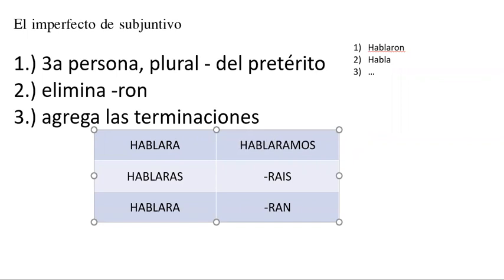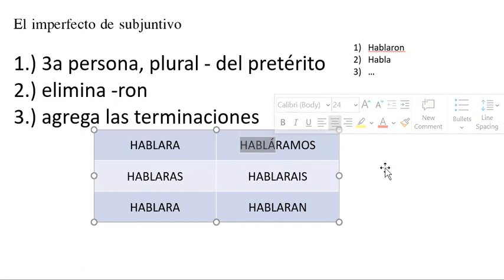H-A-B-L-A should be our stem, but this is that letter that I had underlined with the accent mark. I need to write an accent mark over that A, habláramos. And then here, again, just plug in the stem, HABLA and HABLA. So again, here the stem is HABLA, and really we're just adding ramos to it.